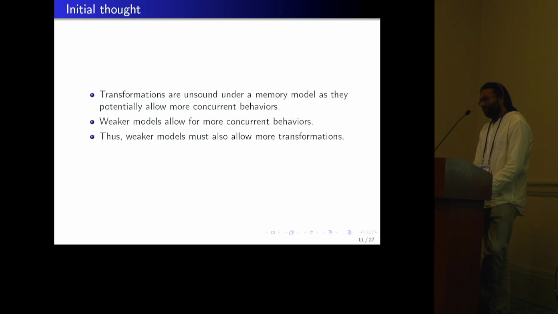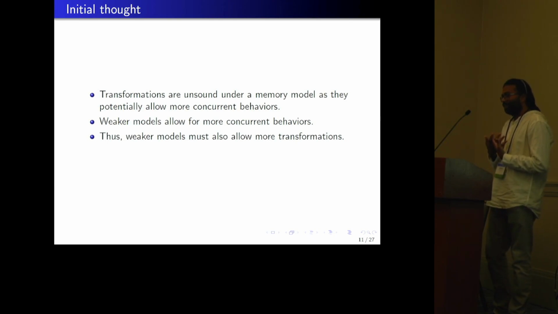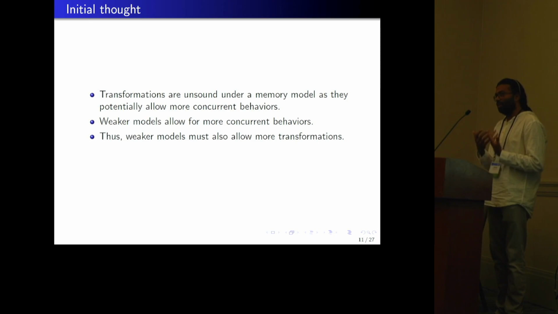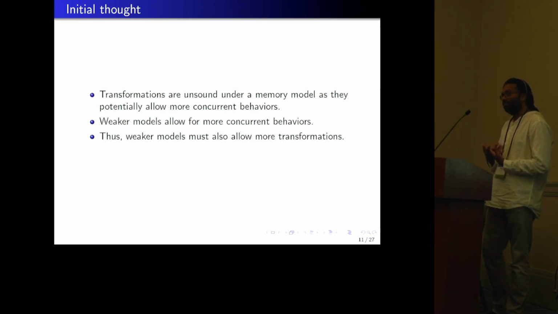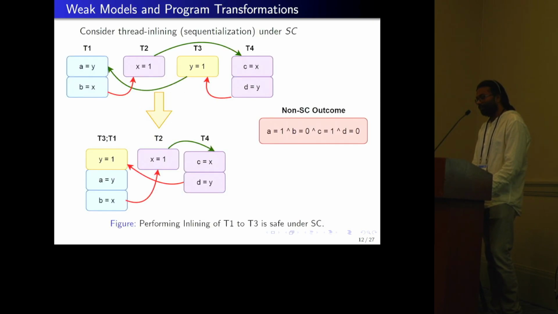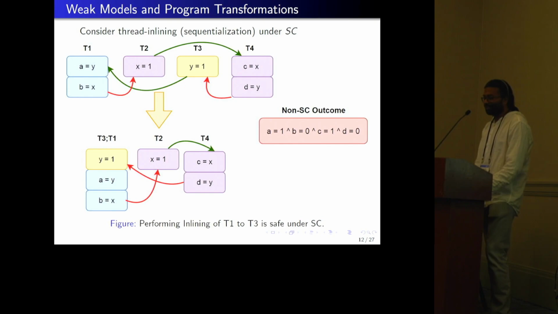Well, the initial intuition is, why are transformations unsound? Because they allow for more concurrent behaviors. And so intuitively, it should be that weaker models allow strictly for more sound optimizations. But is that the case? Well, we looked at thread inlining, which is another sound transformation under SC.